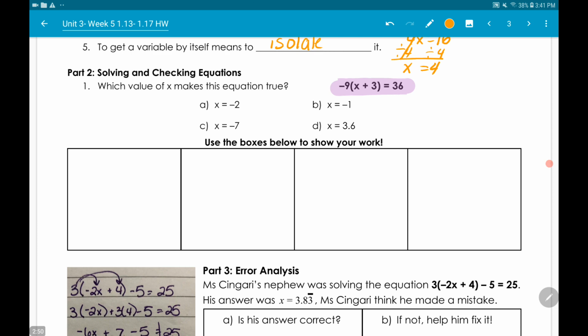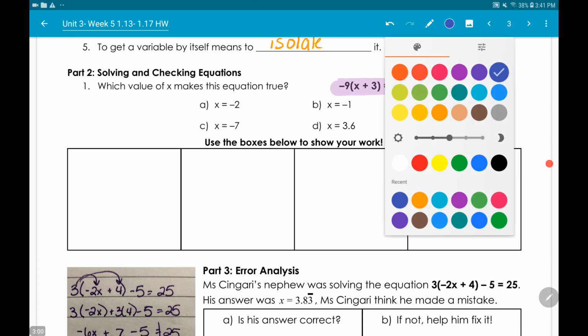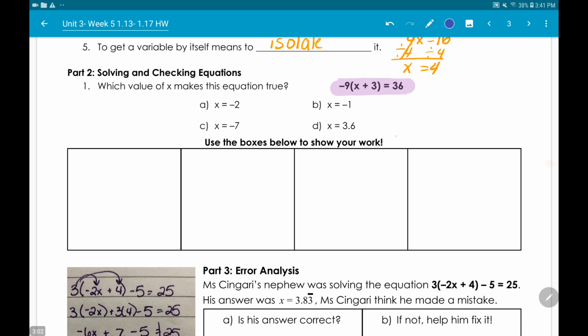You guys could either go ahead and solve it using the solving square, or I have some boxes here to show my work. I can do a do now, multiple choice method. I can back solve. So in this first box, I'm going to use x equals -2, and I'm going to plug it in, see if it works. So -9x + 3 equals 36.